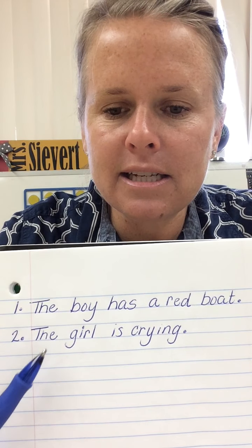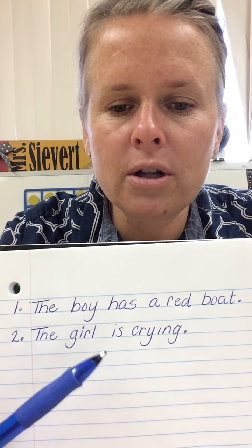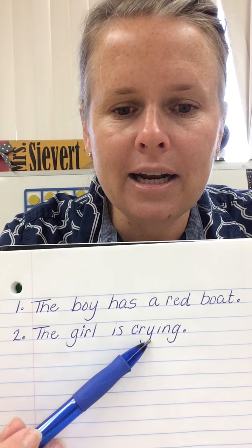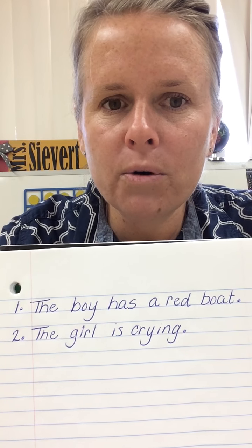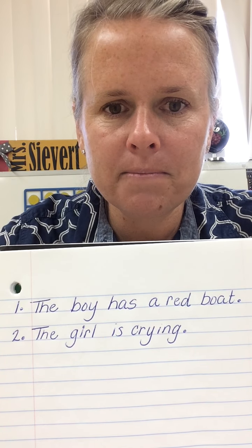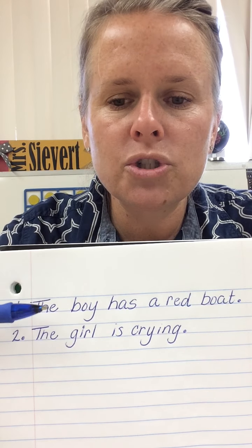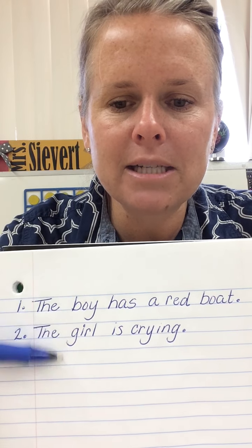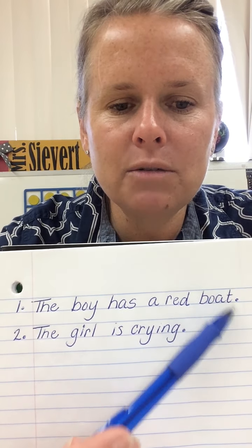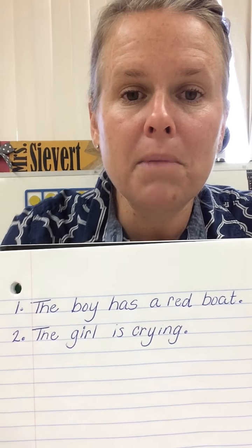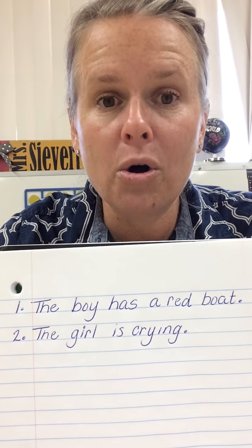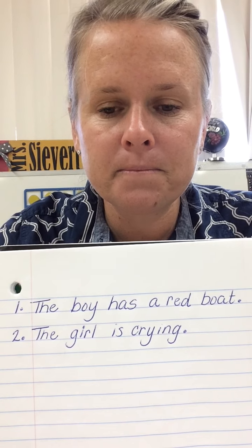The second sentence, the girl is crying. So did you write all the words in that? Did you get that correct? Now remember, I started with capitals, I have my spacing, and I ended with my punctuation marks. So make sure that's very, very important that you always have those things in there.